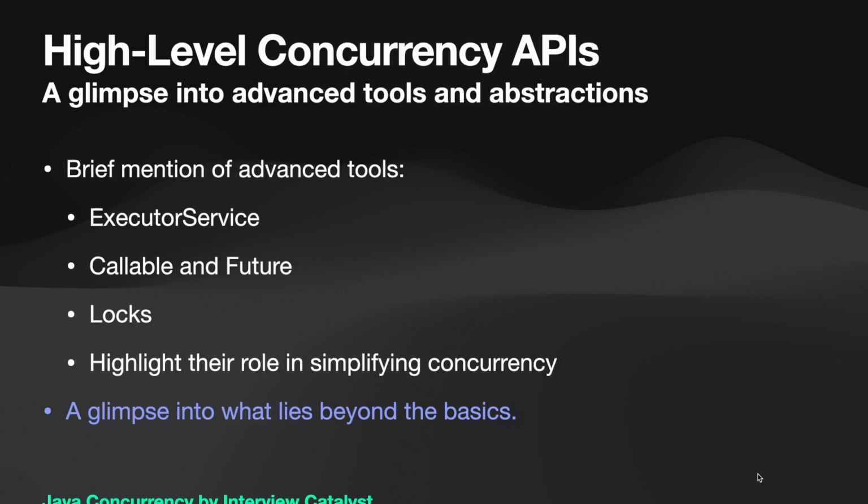High level concurrency APIs, a glimpse into advanced tools and abstractions. These topics we are going to cover in the advanced module that will cover the executor service, callable and future, locks, and highlight their role in simplifying concurrency, their code implementations, and apart from that we will also cover fork join and related stuff.